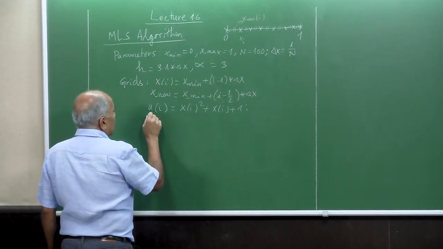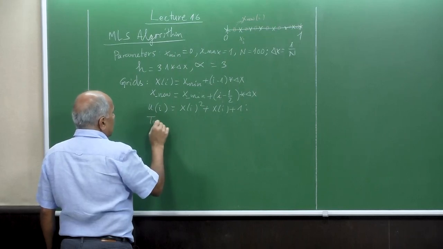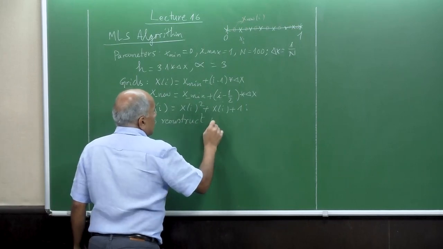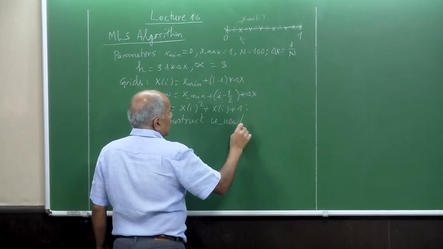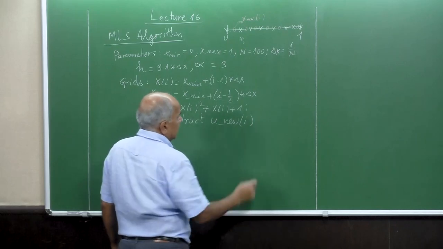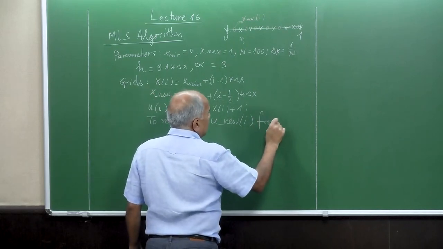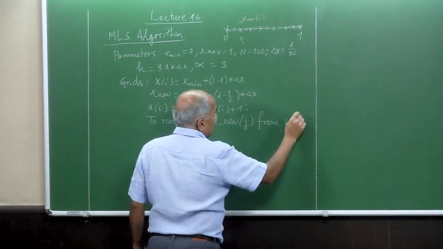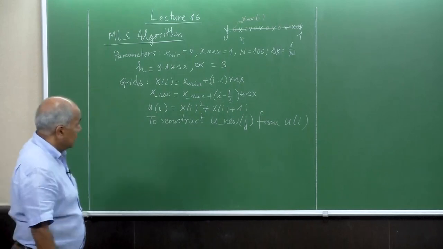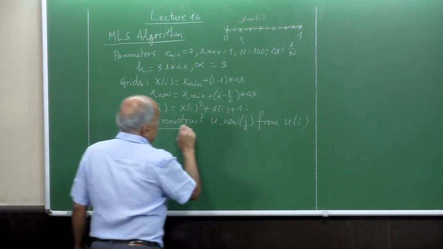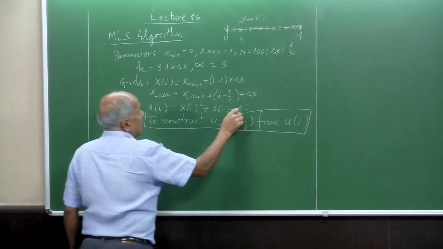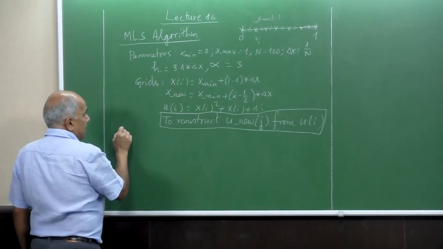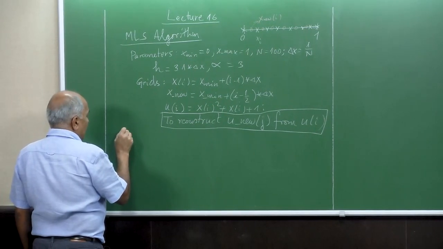So to construct u new of I, from u of I. Yeah? So this is our task. So in the first task, so start the big loop.